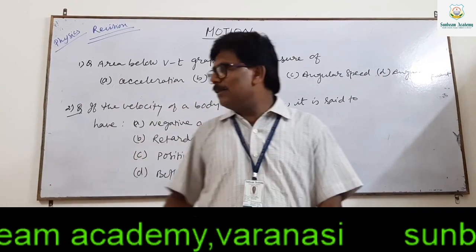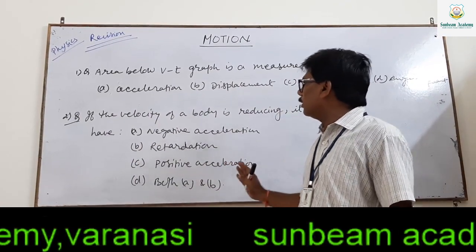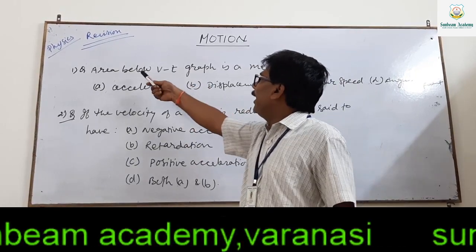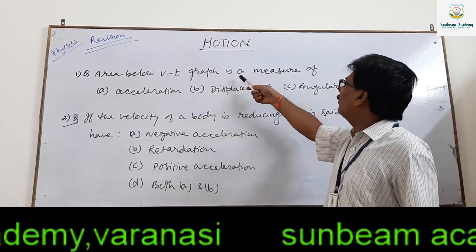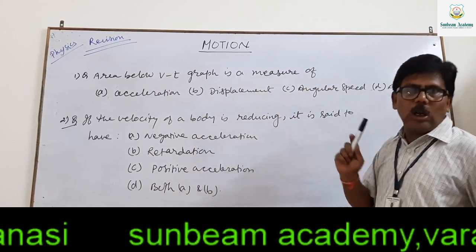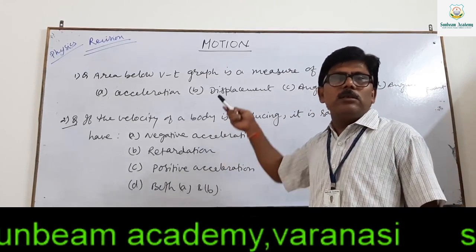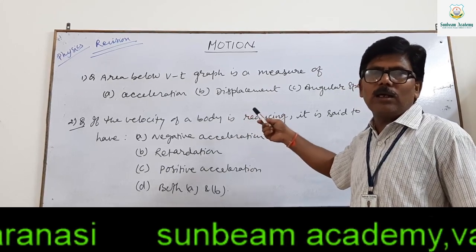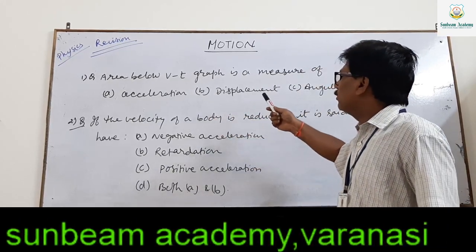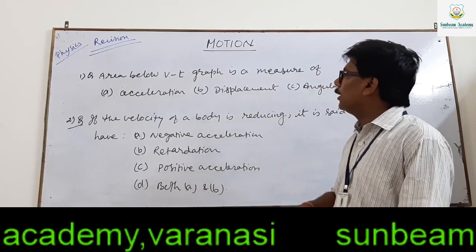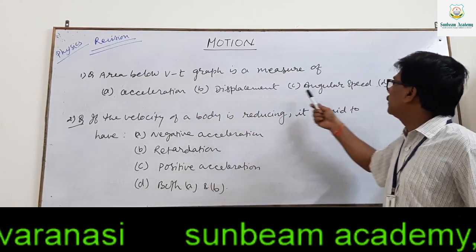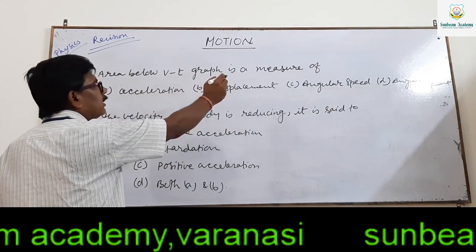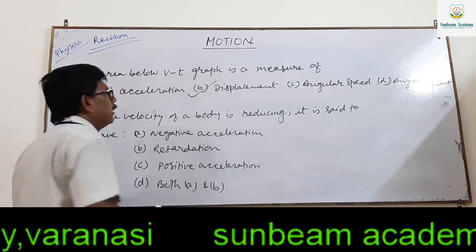Now children, let us see some few objective type questions related to the topic which I have taught you. The first is: area below velocity time graph is a measure of. Just now I have discussed, when I was proving the equation of motion, that the area covered under the velocity time graph, what does it give? It gives displacement. Here the four choices given are: acceleration, displacement, angular speed and angular displacement. The correct choice is displacement.